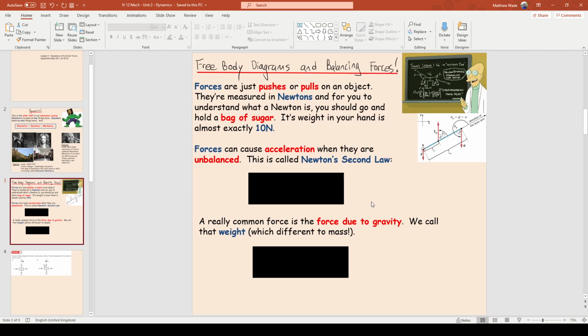If you can just have a method, and you can fit your method around things or adjust your method to the question, you're going to be good to go. So I'm going to teach you a really systematic way to make this stuff seem easy, but it's a bit tricky. So first things first, forces are just pushes or pulls.